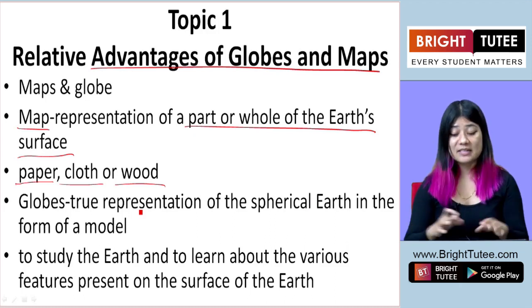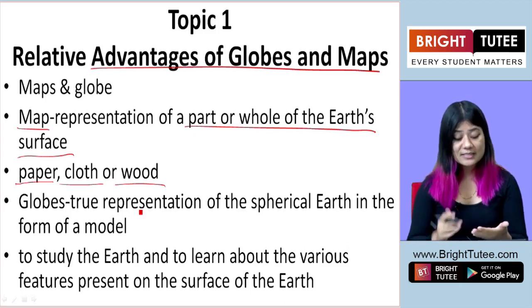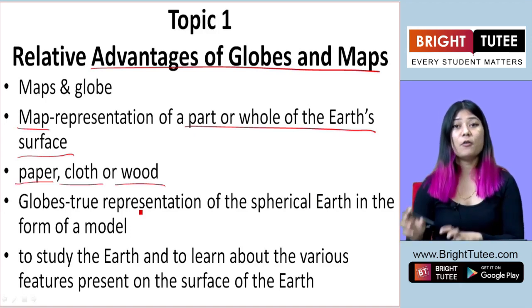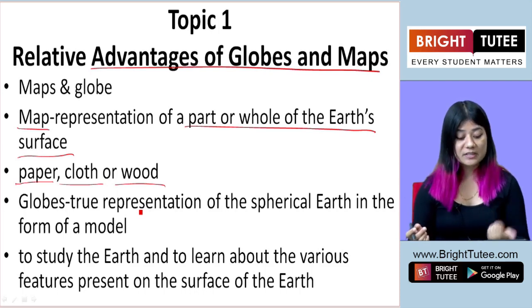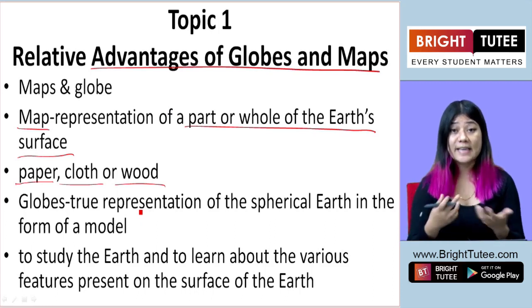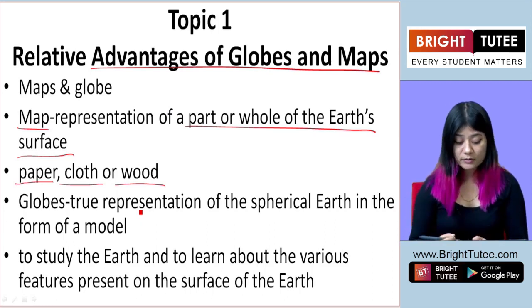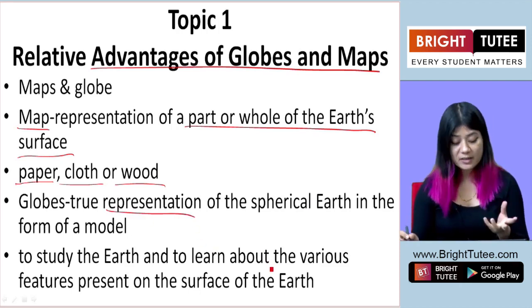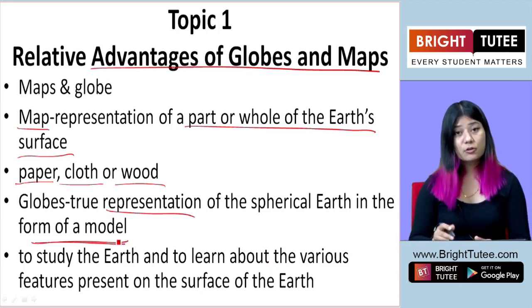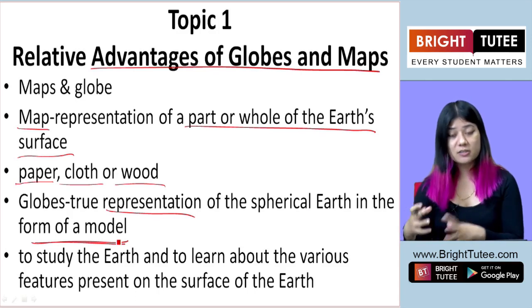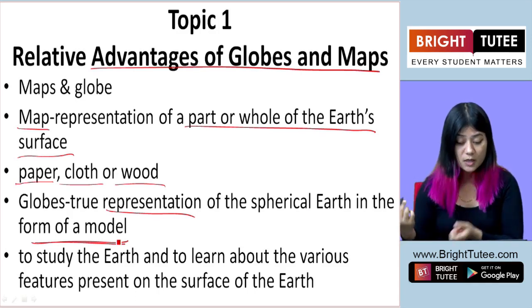When we take out a map, it's on a piece of paper, right? So that is a map, a drawn sketch of the representation of the earth or part of the earth on a piece of paper or cloth or wood or a digital device. And globes are a representation of the spherical earth in the form of a model. So globes are the model of the earth, how the earth looks. Earth is a sphere, right?